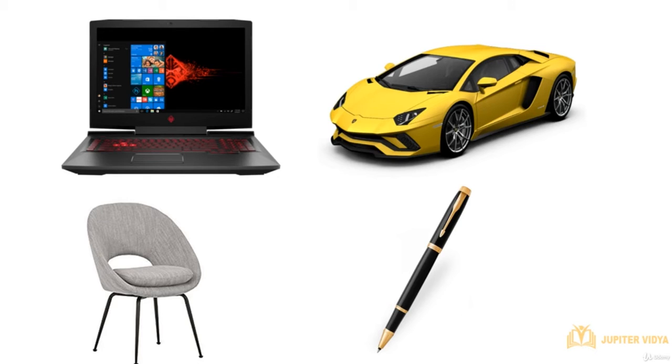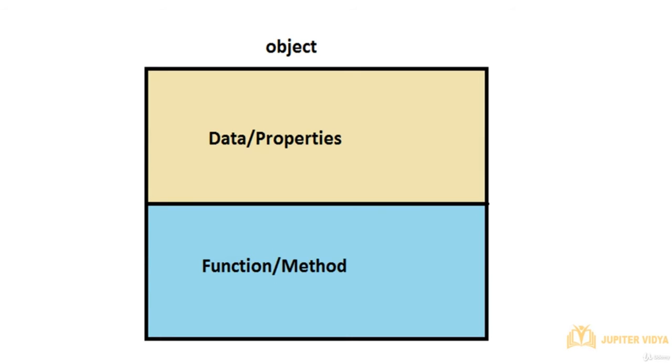So if you see, these all are objects, like a laptop, a car, a chair, a pen. A laptop has some properties, for example, the company name, price, screen size, RAM, operating system, and the other part is the methods. You can use it to type something, you can play music, you can format it, you can copy, you can use the internet, or you can use it to learn Python programming. So every object has these two things: properties and functions.